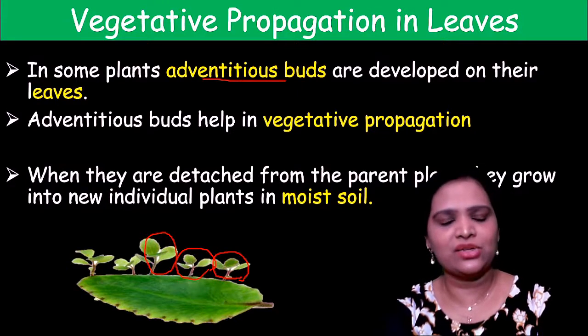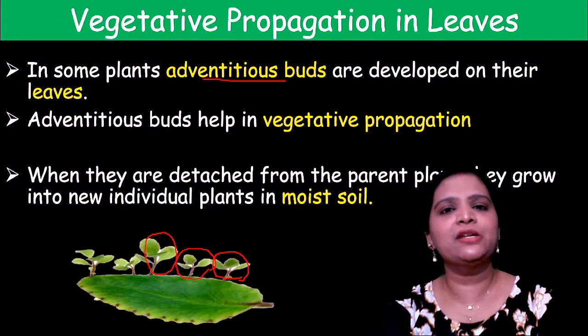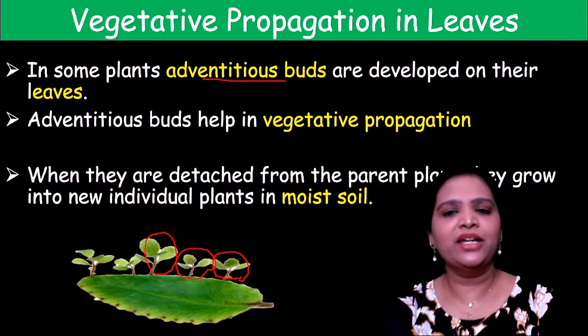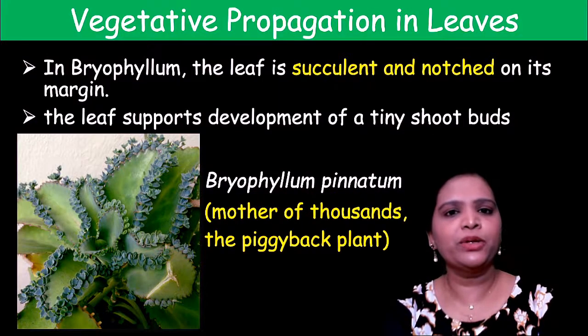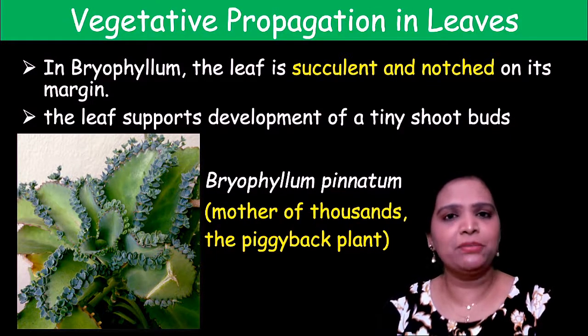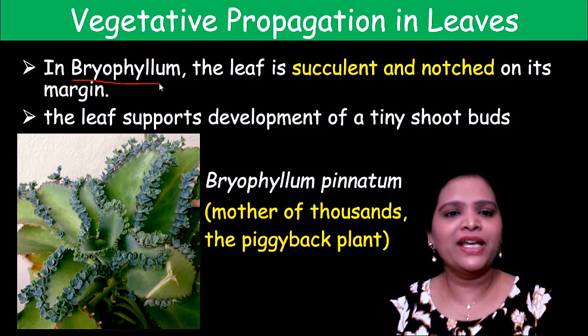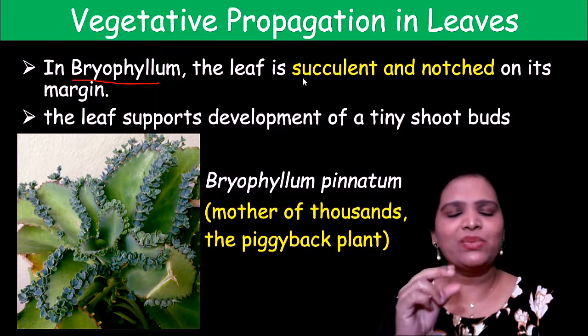when they fall in the soil. If the soil is moist and the environment is suitable, from that place they start growing and the new plant grows. A very important example for adventitious bud modification on the leaves is Bryophyllum. Bryophyllum is the name of a plant. The leaf is succulent. Succulent means it's very thick.